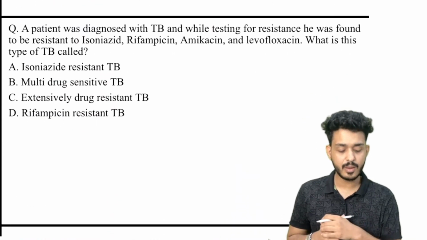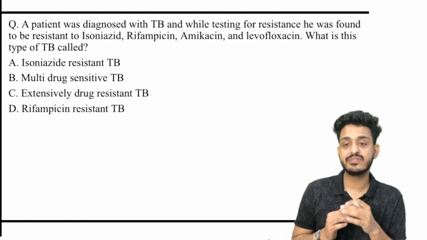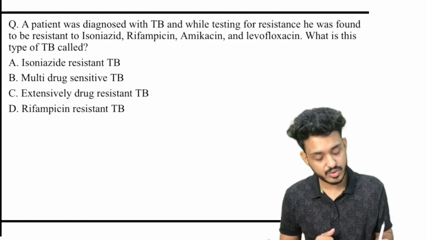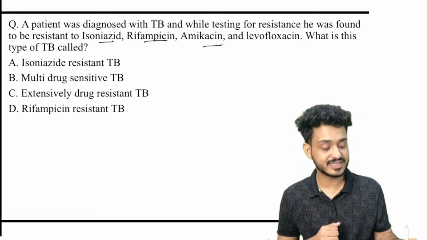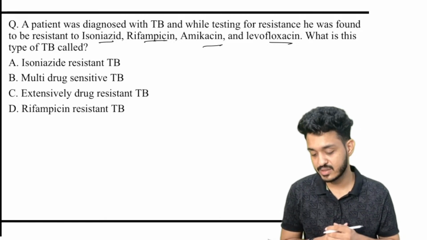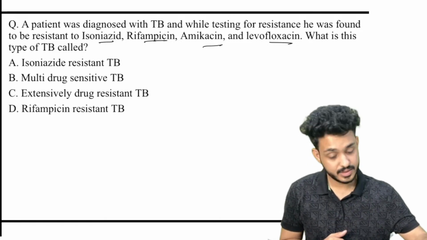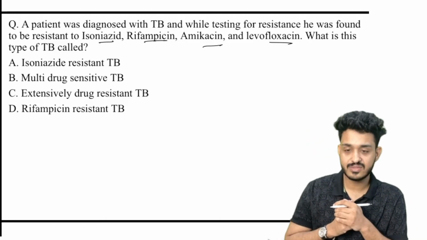A patient was diagnosed with TB, and while testing for resistance, he was found to be resistant to isoniazid. Look here, isoniazid resistant, rifampicin resistant, amikacin resistant, levofloxacin resistant. Which type of TB is this? Try to answer.